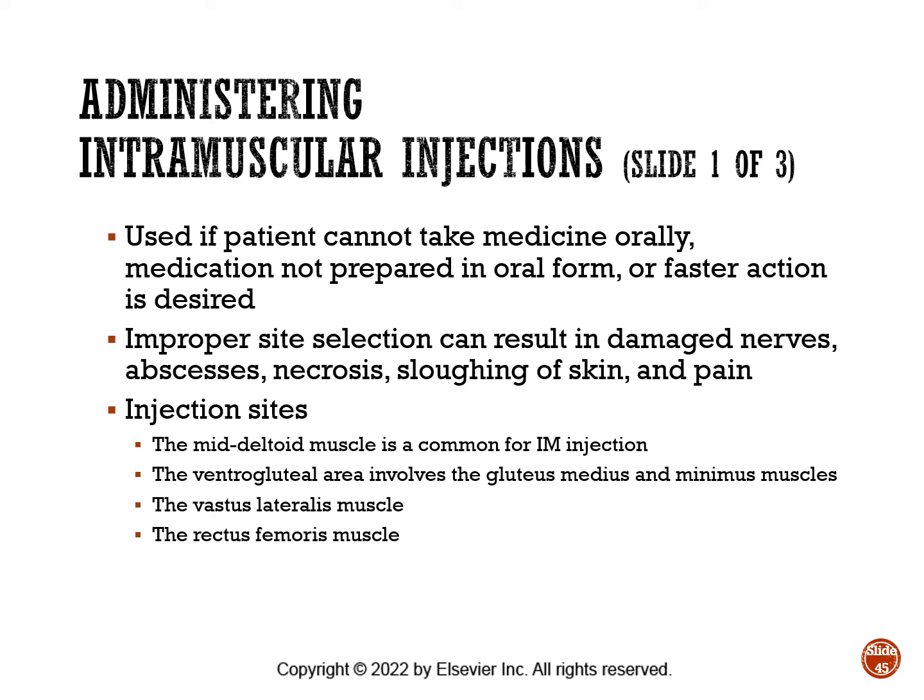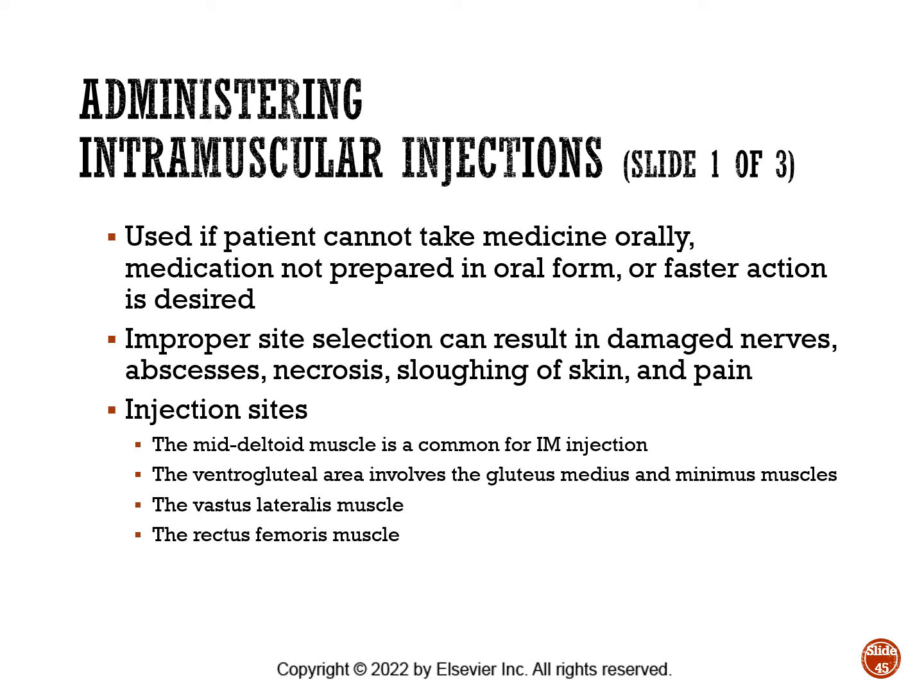This site is convenient because it's usually easily accessible. However, it's not used in infants or children with their undeveloped muscles. In the past, the dorsogluteal or gluteal site, meaning the buttocks, was used. Evidence-based practice has now changed this. It's no longer recommended due to the high potential for injury to the sciatic nerve and the surrounding blood vessels.